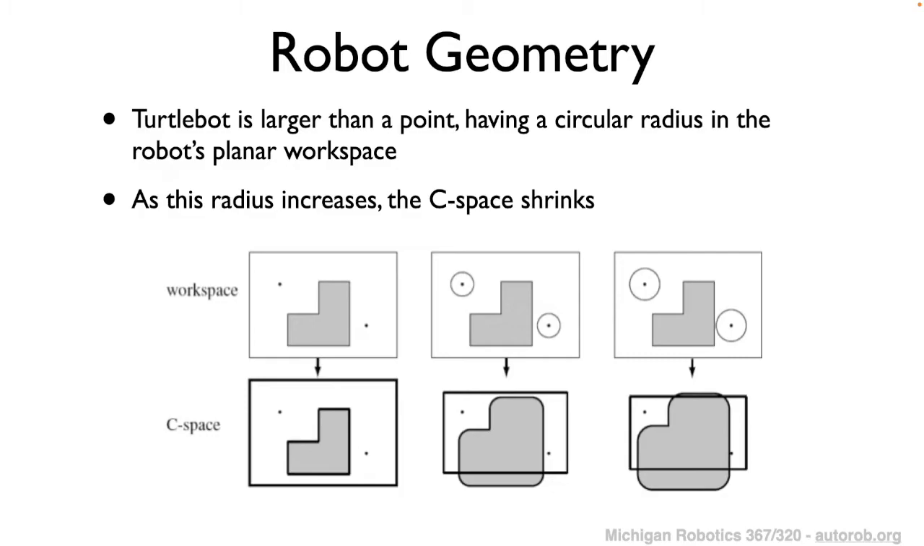The visualization on this slide, the top row, is showing the workspace of our robot for various sized radius geometries, and the lower row is showing the resulting configuration space where the invalid poses are grayed out. What you can see conceptually is that as our robot grows in size, the set of possible poses within configuration space is decreasing.